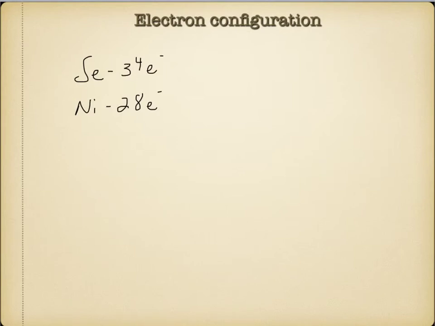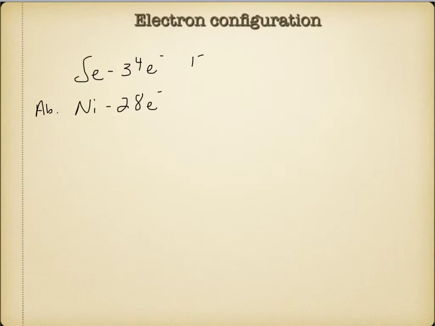Okay, so for electron configuration, we want to do two separate ones, selenium and nickel. So for selenium we have 34 electrons, and for nickel we have 28. Alright, so let's just start out with selenium here. And for nickel we want to do the abbreviated diagram. So let me turn to the periodic table here and make sure I get the right abbreviation.